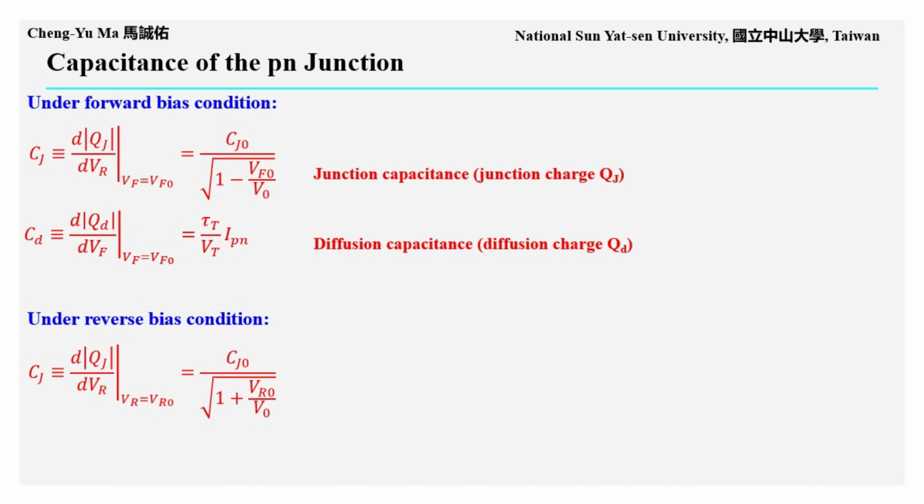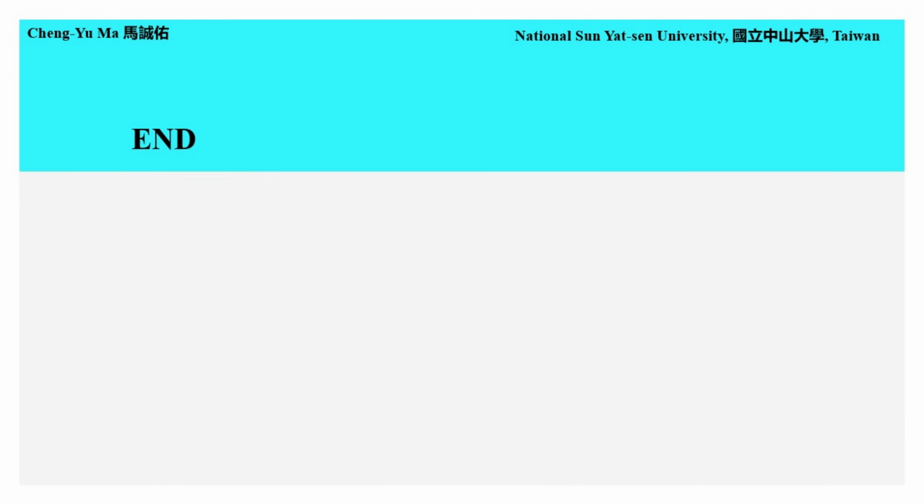To summarize the capacitance effect of a PN junction, under forward bias there are two types of capacitance: junction capacitance and diffusion capacitance. Under reverse bias, only junction capacitance needs to be considered. Therefore, the capacitance of a PN junction under forward bias is higher than that under reverse bias. That concludes the introduction to reverse breakdown and capacitance characteristics of the PN junction.